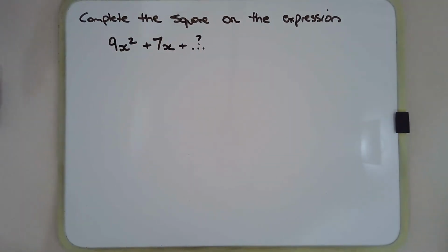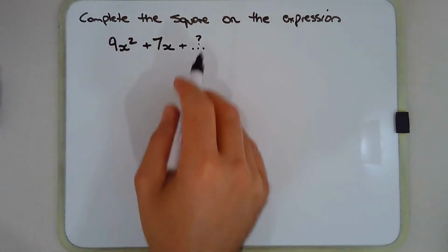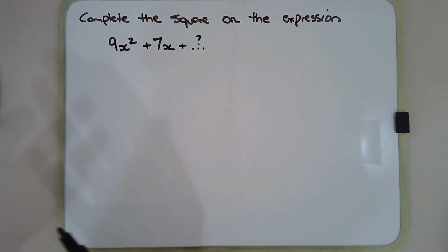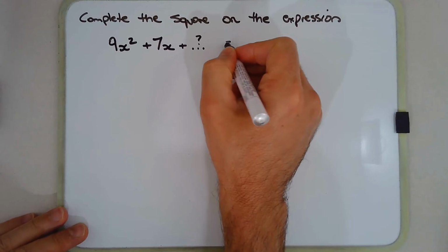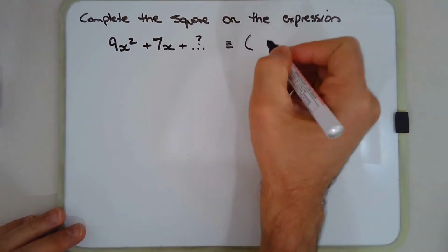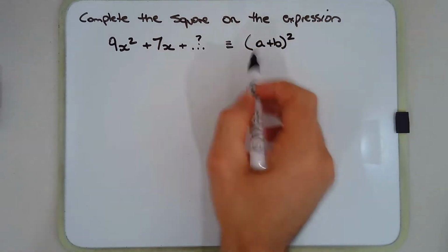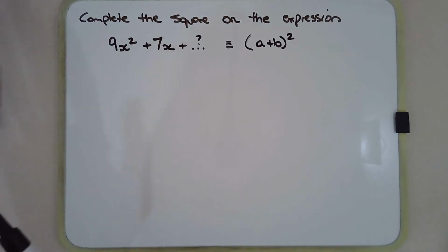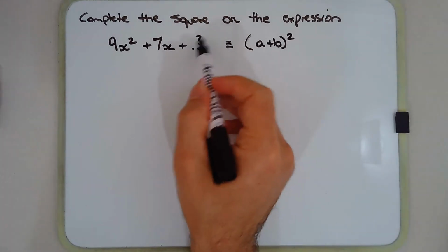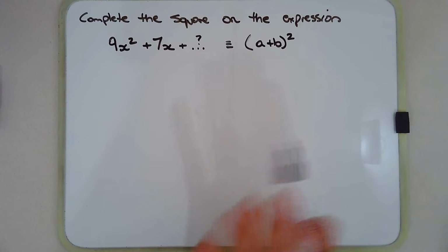on this expression. Now, we may have seen earlier that an expression that is a perfect square can be expressed in factorized form as a perfect square binomial. So the equivalent expression to this in factorized form is in the form a plus b all squared. Hopefully we've seen that before. That's just a perfect square in factorized form. So we want to find the question mark. What can we add to this expression to turn it into a perfect square?